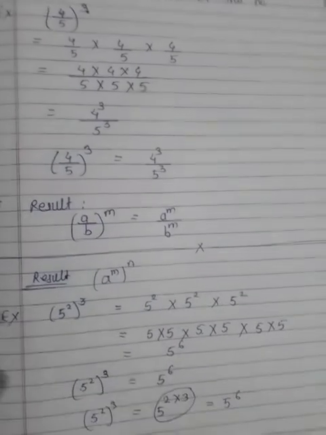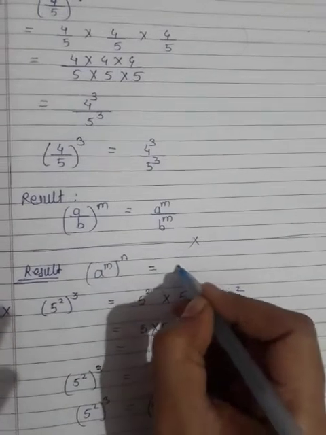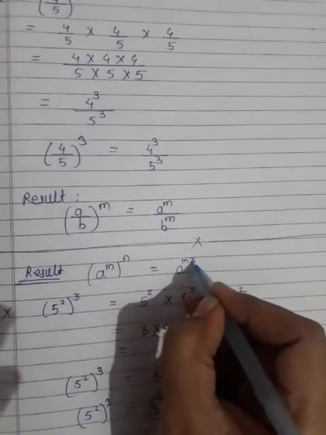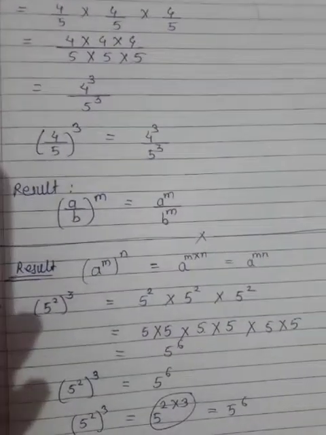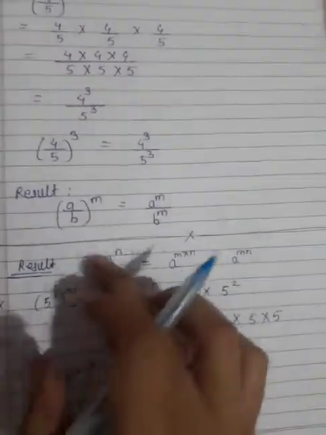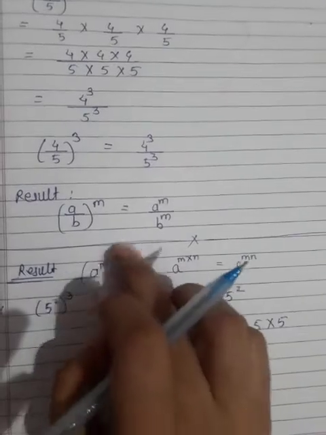So here we got the result: a raised to m raised to n means a raised to m multiplied by n, or a raised to mn. So this is the next result. A raised to m raised to n means a raised to mn.